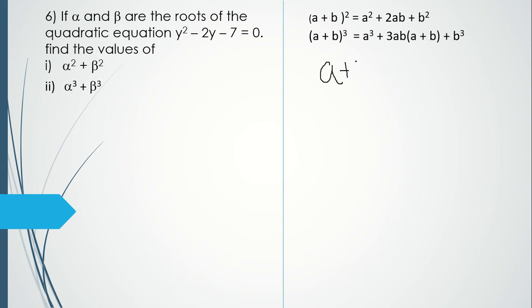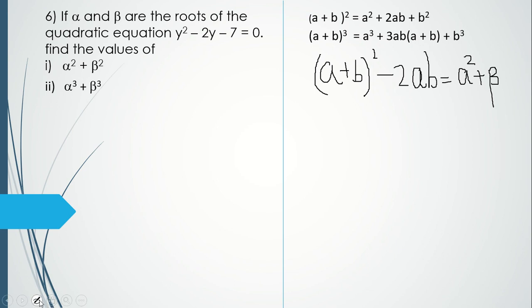Just rearrange the terms of this formula and see what we get. This 2ab, bring it here, minus 2ab is equal to a square plus b square. I wrote beta over there, let me just write b. So I have just rearranged the terms and I'm trying to get the formula for alpha square plus beta square and alpha cube plus beta cube.